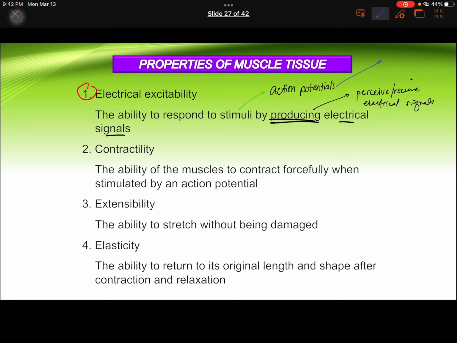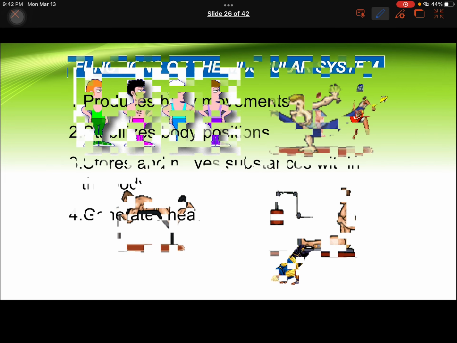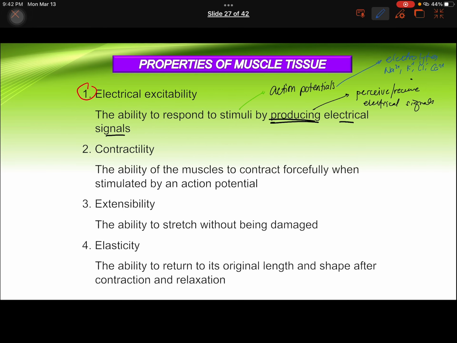These action potentials are generated by the electrolytes present in blood, such as sodium, potassium, chloride, and calcium. Contractility is the basic property of a muscle tissue, that it is able to contract. It is the ability of the muscle to contract forcefully when stimulated by an action potential.